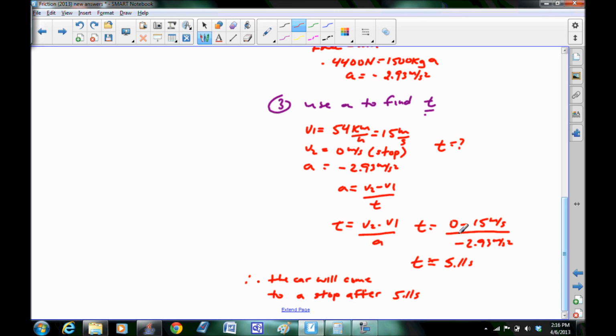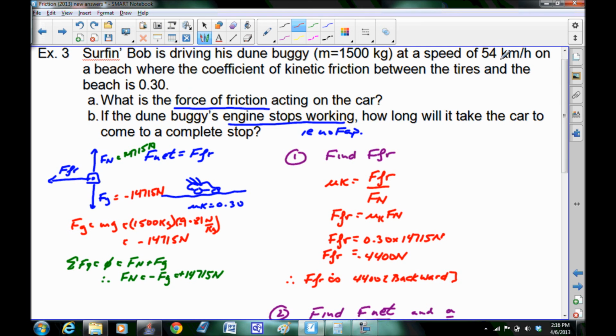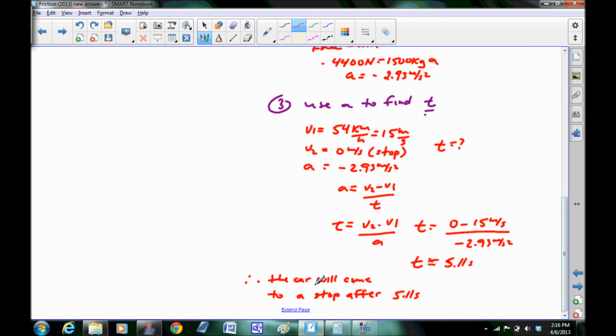In our final statement, we've got to just check for significant digits. It looks like we've got 2 significant digits here. So my final answer should reflect that. So my final answer should be the car will come to a stop after 5.1 seconds. So only 2 significant digits here. It should be 5.1 seconds.